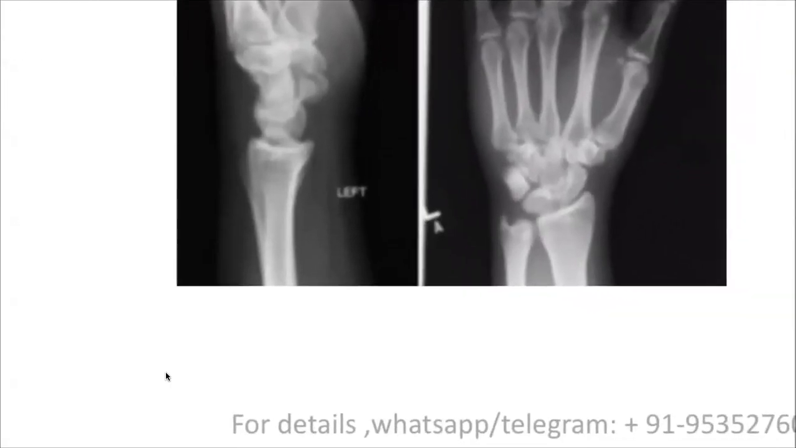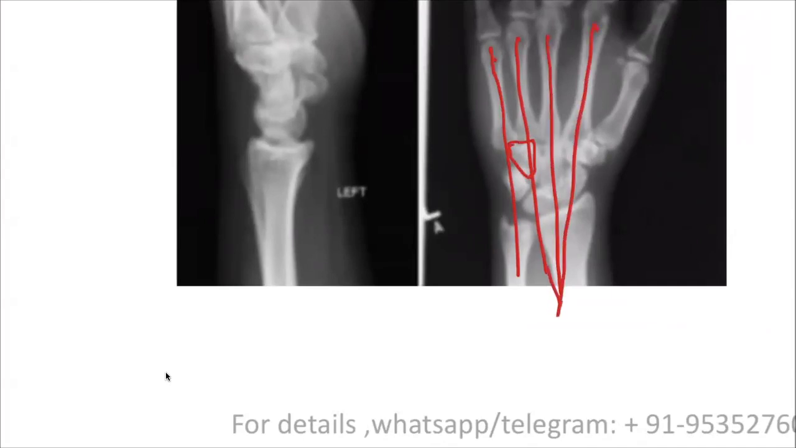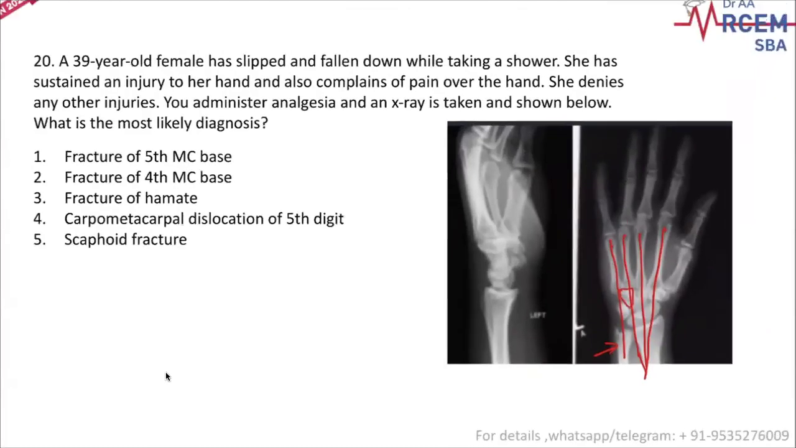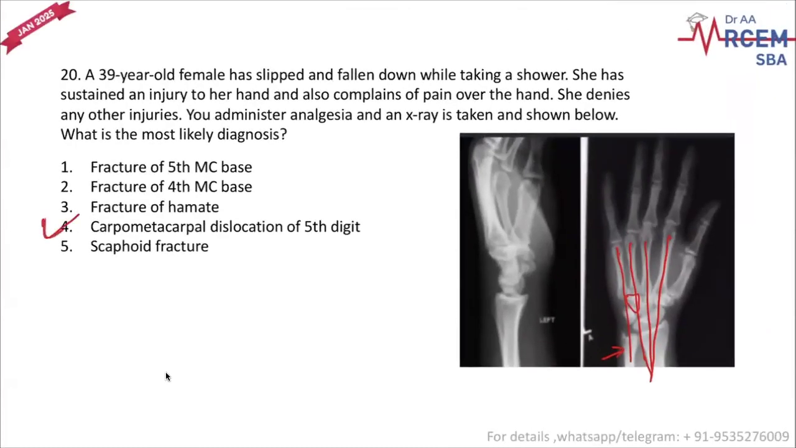Let us have a closer look at the X-ray here. If you are seeing here, what can be predicted? This looks very much parallel and it is not articulating with the hamate bone. And if I draw a straight line here and here and here and here, they are bisecting, but this one is not bisecting. Keeping all this in mind, we are suspecting a carpometacarpal dislocation of the fifth digit.